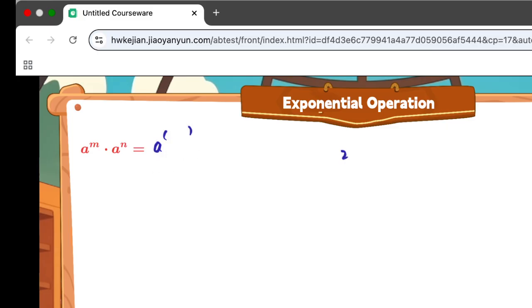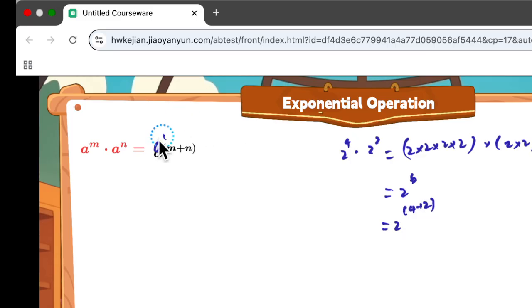So first we can use the very basic example, 2 to the power of 4 times 2 to the power of 2. 2 to the power of 4 means we multiply 4 2's together. With 2 to the power of 2, we have 2 2's together. So in total, we will just have 6 2's. The exponent 6 comes from adding the two exponents together. So first we should know when we multiply two exponents with the same base, we just need to have the base written down and the exponent added.